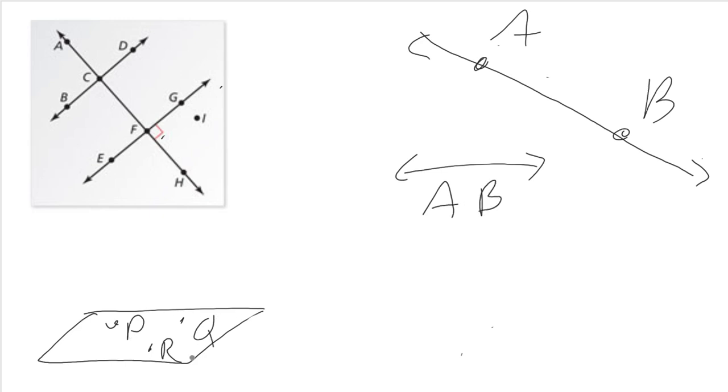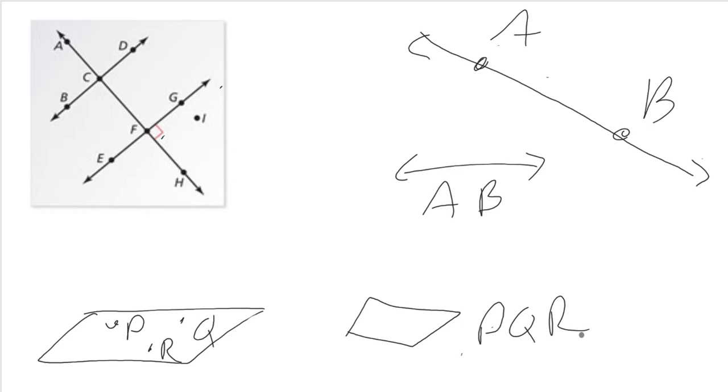If I had a plane of existence with points on it P, Q, R, that would mean that plane PQR exists. I don't have to prove it. Its definition that points on a plane is plane PQR.